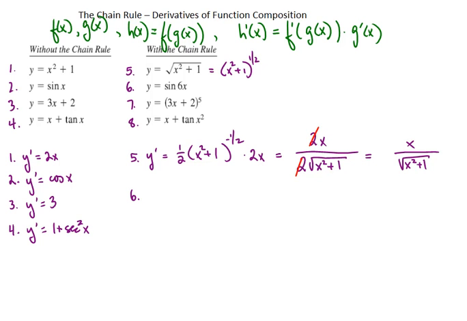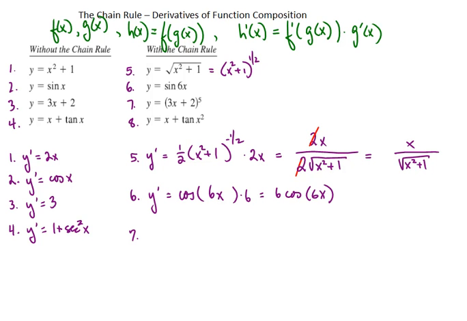With number 6, we have the sine of 6x, and so we take the derivative of that outside function, which is sine, and that becomes cosine. We leave the inside part alone, and then we multiply by the derivative of the inside, which is 6. And simplifying, we get 6 cosine of 6x.